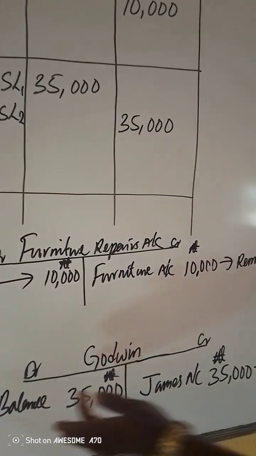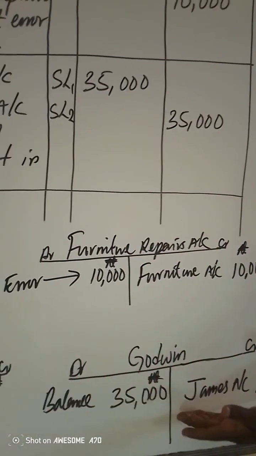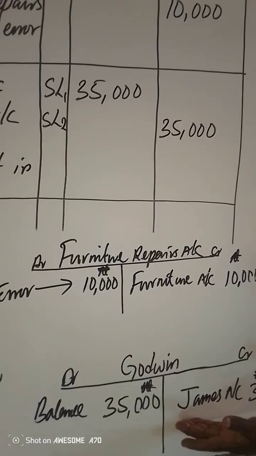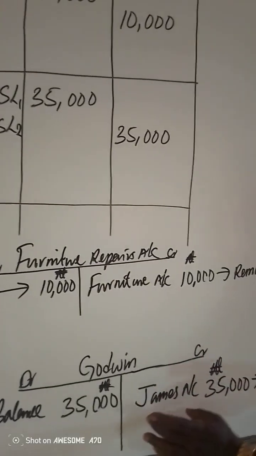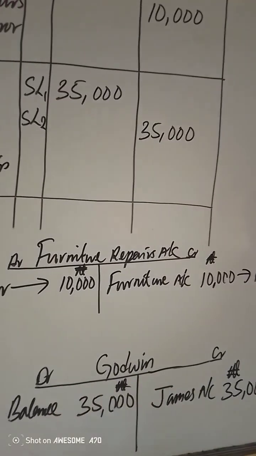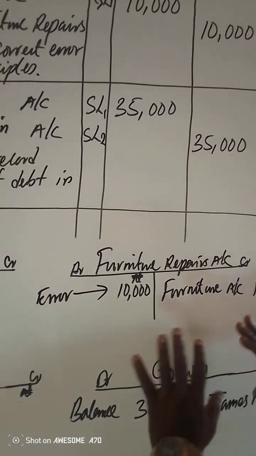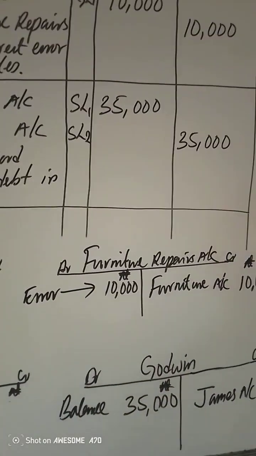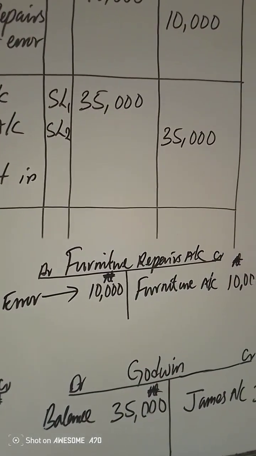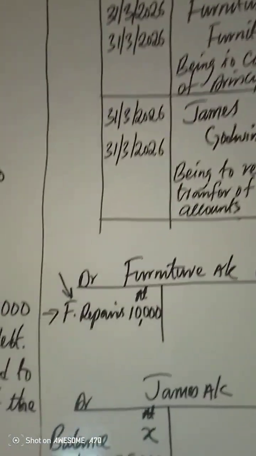So in this case, this 35,000, which was the balance standing in Godwin's account, you post on the opposite side. By posting the 35,000 on the opposite side, it means the debt has been cancelled, because by way of balancing, 35,000 minus 35,000 will give you 0. That means there's no debt or balance owing in Godwin's account. Then this amount that is removed will be taken to Mr. James' account.